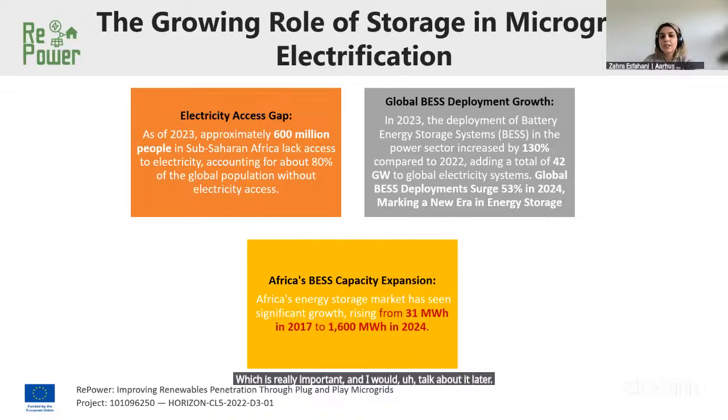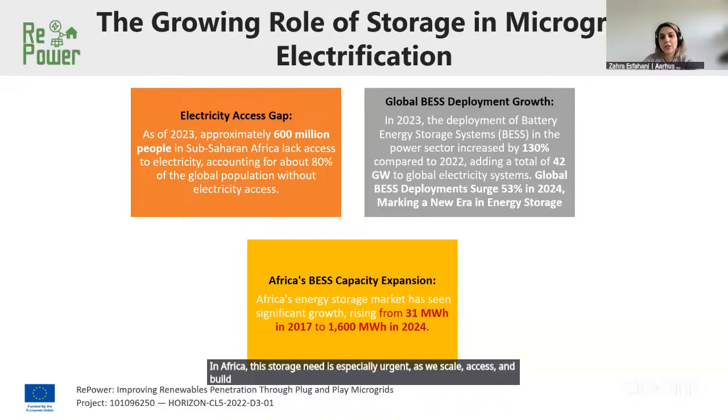In Africa, this storage need is especially urgent as we scale access and build decentralized renewable systems. As you can see, the capacity expansion in Africa went from 31 megawatt hours in 2017 to 1,600 megawatt hours in 2024. You can see the need for battery energy storage system optimization.